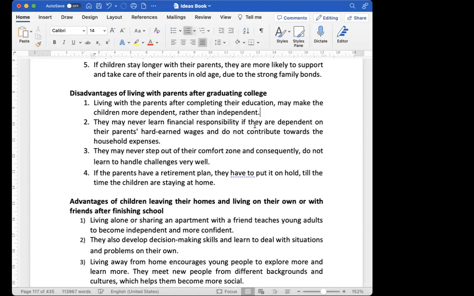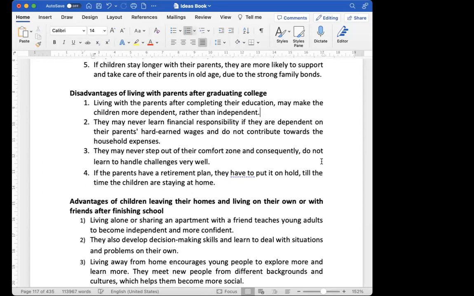So parents who want to go on a world tour after retirement, but their child is with them, have to see to his needs also, cooking, cleaning, everything. So they have to put their retirement plans on hold till their children are staying at home.